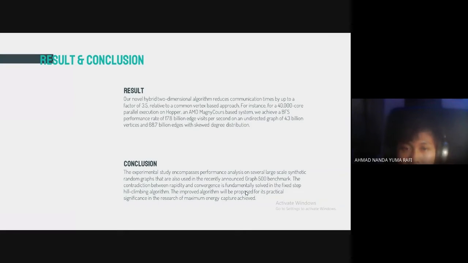And the conclusion, the experimental study encompasses performance analysis on several large-scale synthetic random graphs that are also used in the recently announced Graph 500 benchmark. The contradiction between rapidity and convergence is fundamentally solved in the fixed-step hill climbing algorithm. The improved algorithm will be proposed for its practical significance in the research of maximum energy capture achieved.